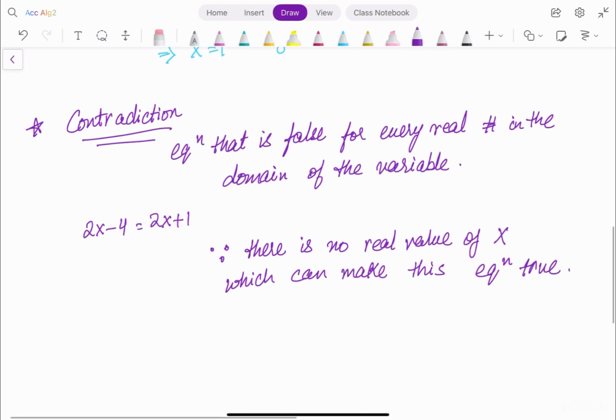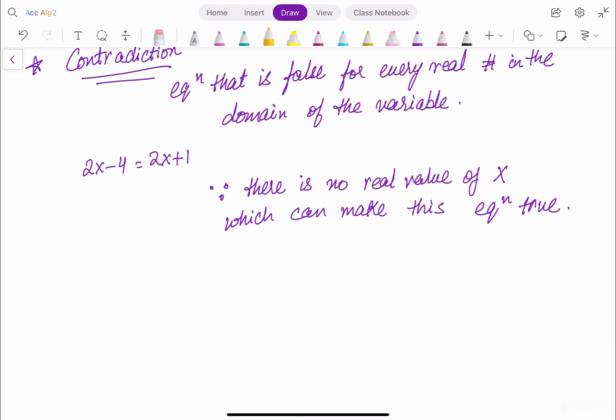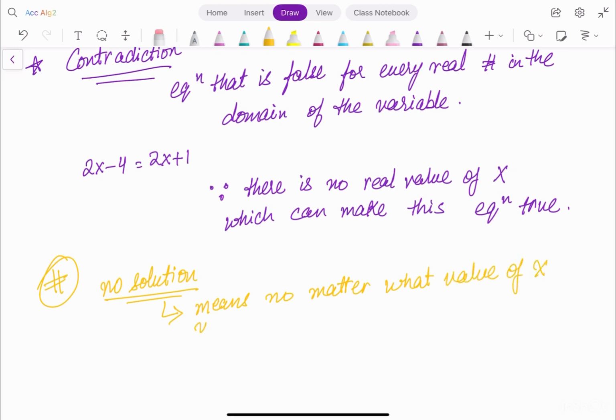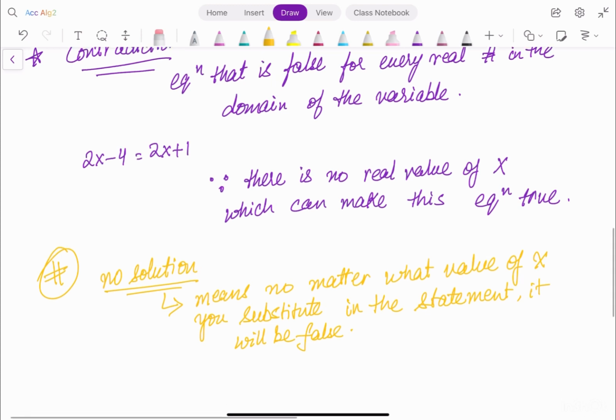Another thing, whenever we say something called no solution, we just write that there is no solution for this problem. But what exactly is the meaning of no solution, or what exactly is the meaning of infinitely many solutions? Let's understand it one by one. When we say no solution, it means no matter what value of x you substitute in the given equation, the statement will be false. Every single time, no matter what value, x can be a negative number or a positive number, it will always give you a false statement.